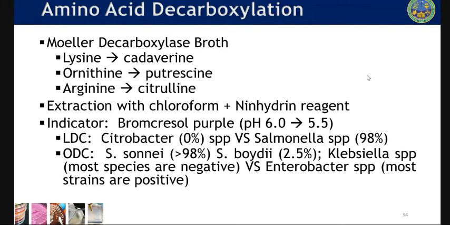Okay. Other than that, you could also have ornithine decarboxylation. For Shigella sonnei, you have more than 98%. Arbitrarily, I don't know why they have placed more than 98%. Regardless of that, again, there's a chance that this would also entail that some would be negative as well. While for Shigella boydii, you have 2.5% positivity. And for Klebsiella species, most of them are negative. And Enterobacter species, most of them are positive.